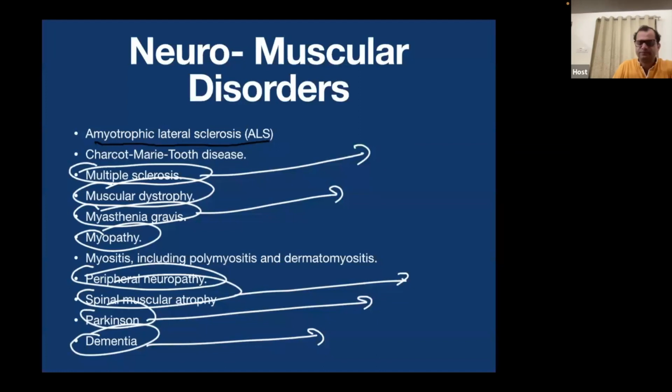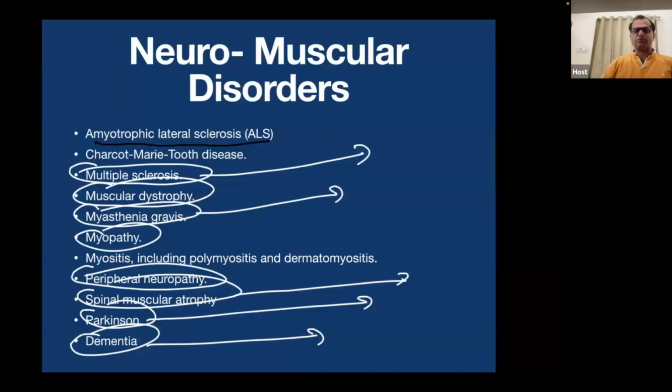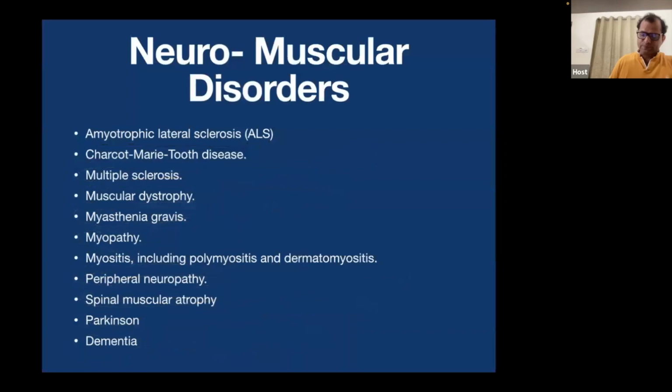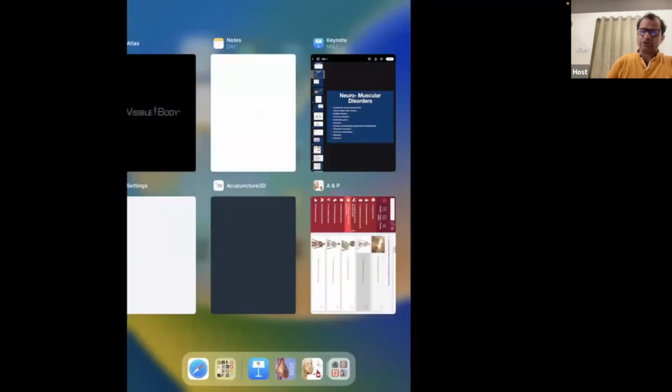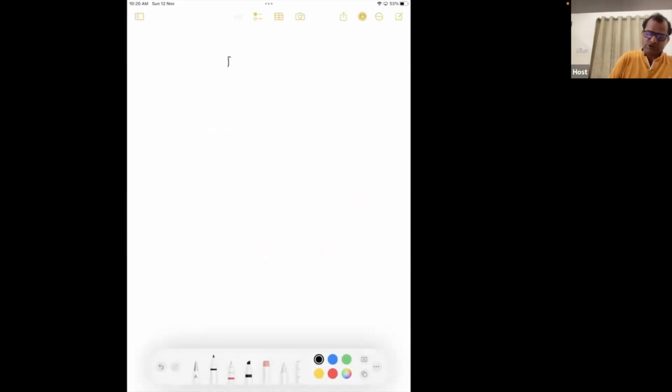So we have to understand the proper reason, the right reason, why these people are facing the problem. Then only we can plan the treatment, right? So what is the meaning of neuromuscular disorders? For that, we should first understand what the neuromuscular junction is. In short, we write it NMJ, or neuromuscular junctions.